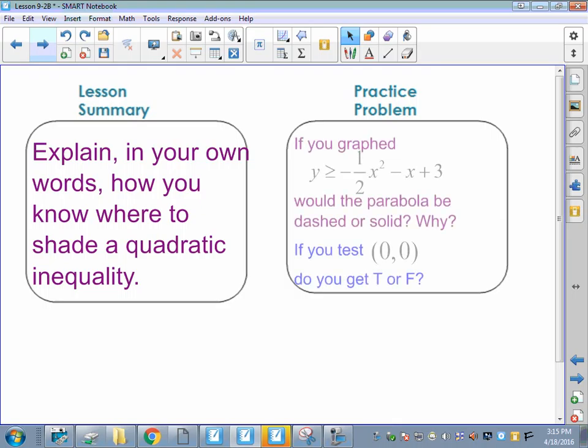And the practice problem is not problem number 2. I'm going to ask you a couple questions. If you graphed that parabola, y is greater than or equal to -1/2 x squared minus x plus 3, would the parabola be a dashed or a solid line, and why? And then if you use that same inequality to test 0, 0, do you get a true or a false? Do you want 0, 0 to be shaded or not shaded? So I'm not asking you to graph anything for the practice problem, just know what to do to get those things in there.